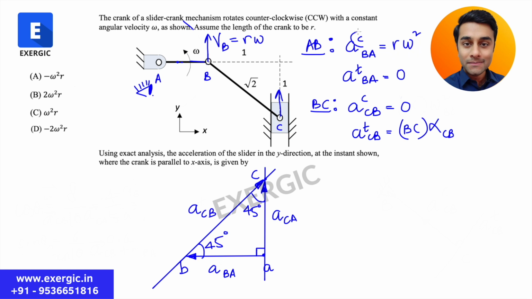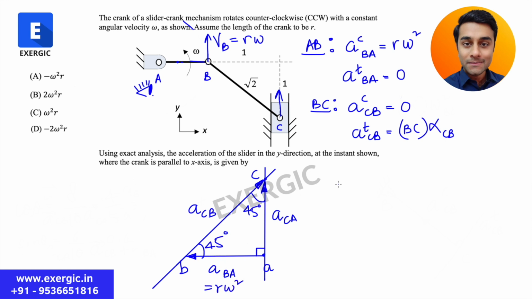And don't think that, sir, it is centripetal acceleration, it is total. I have already told you, total one is centripetal for AB and total one is tangential for CB. So the value of total acceleration of AB is known to us, R omega square. So this value is known to us as R omega square.